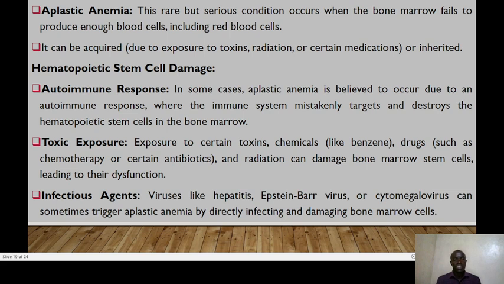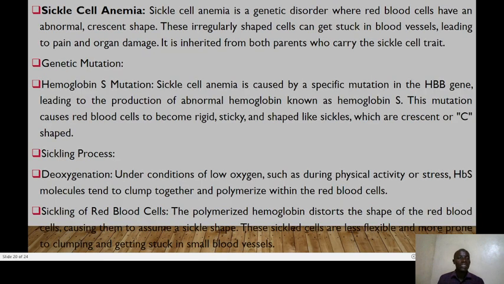And one, we have autoimmune diseases, where the anemia is believed to be due to an autoimmune response, where the immune system mistakenly targets and destroys the hematopoietic stem cells in the bone marrow. Or exposure to certain toxins, chemicals, drugs, and radiation can damage bone marrow cells, leading to their dysfunction. Also, infectious agents, viruses like Epstein-Barr virus or cytomegalovirus, can sometimes trigger aplastic anemia by directly infecting and damaging the bone marrow cells.